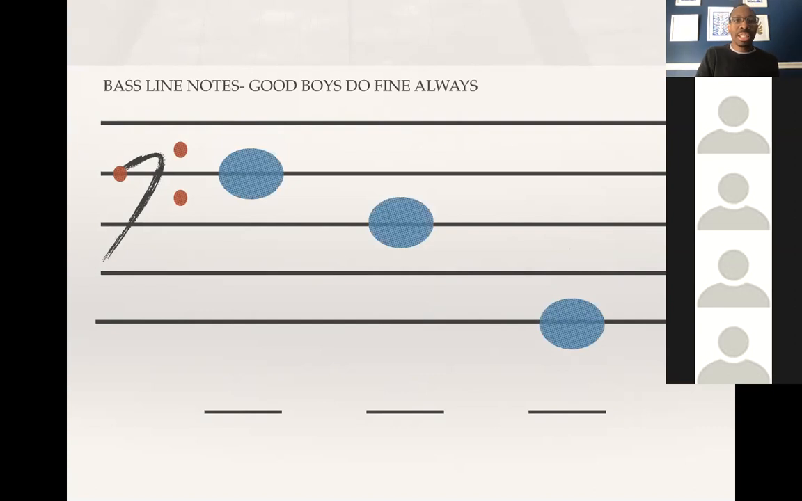Next one, bass line notes. Here we go, from bottom to top again. So we have lines: good, boys, do, fine, and then always, using my hand there. So the first one is going to be an F. Starting at the bottom, good, boys, do, fine. That's that dot there. And the second one, the third one, good, boys, do. And the last one here, anybody want to tell me what the last one is? G. Yeah, G, good job.